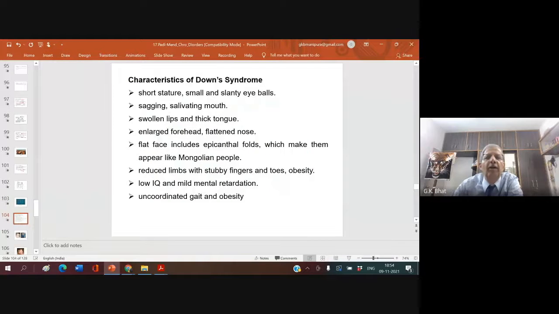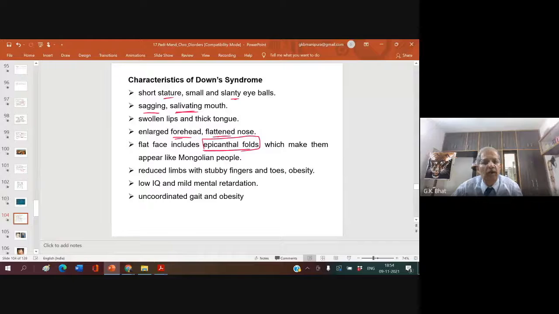Please remember the features of Down syndrome: short stature, small and slanting eyes, sagging, salivating mouth. Their mouth is slightly tilted and salivates. Swollen lips, thick tongue. Please take a screenshot. Enlarged forehead, flattened nose. Most important is the epicanthal fold. It is not mentioned in your NCERT book.